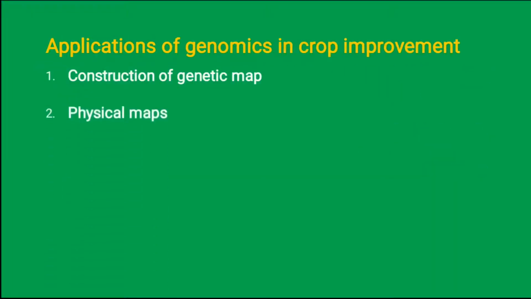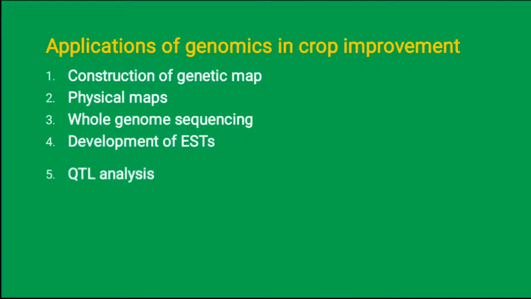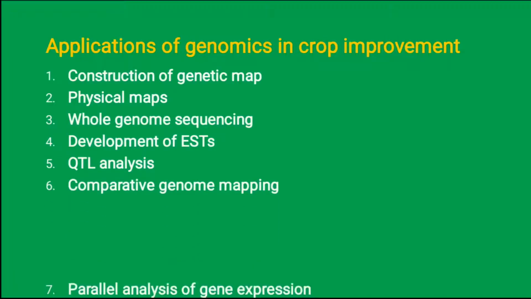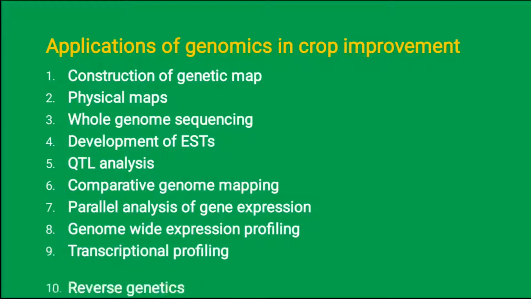So genomics is widely useful and has several applications in crop improvement. We can use genomics knowledge for construction of genetic maps and physical maps, and it is useful for whole genome sequencing, development of ESTs, and QTL analysis. We can use it for comparative genome mapping, parallel analysis of gene expression, genome-wide expression profiling, transcriptional profiling, and reverse genetics. These are the applications of genomics in crop improvement.